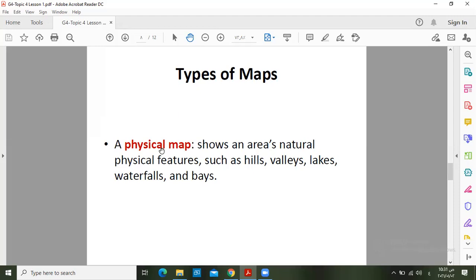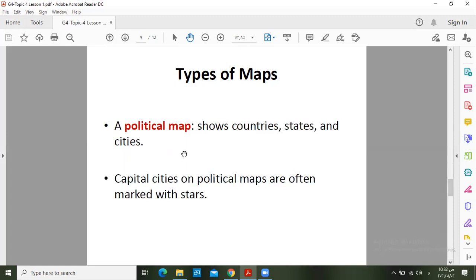This type of map shows an area's natural physical features such as hills, valleys, lakes, rivers, bays. So a physical map shows an area's natural physical features such as valleys, hills, lakes, rivers, waterfalls, and bays.